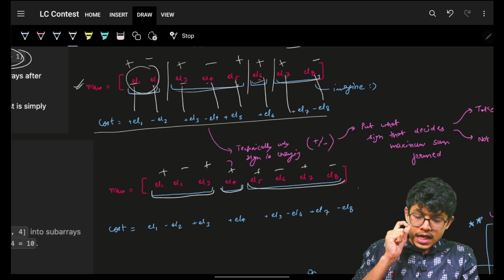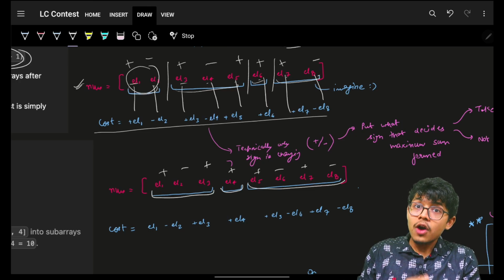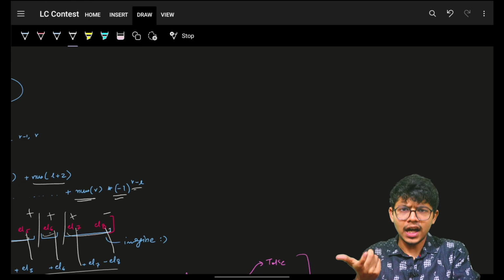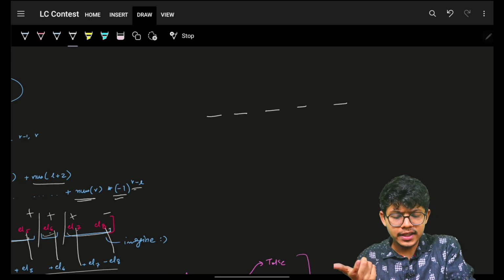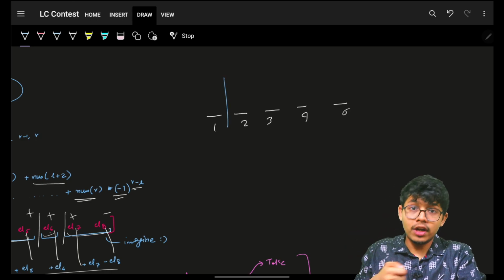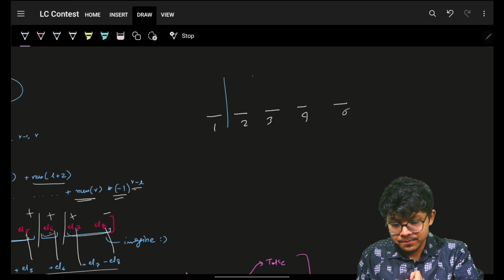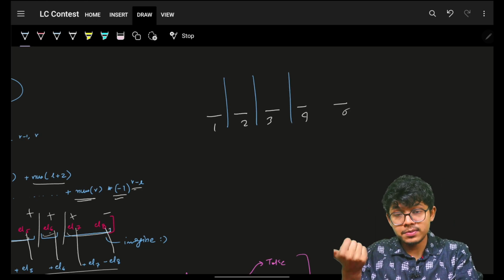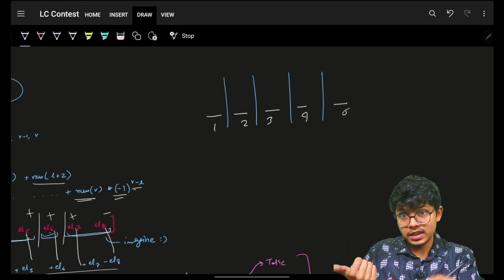Cool. Now, if I ask you how many such possible splits could have been there, you would have simply argued and told me, Aryan, I have 1, 2, 3, 4, 5, let's say 5 elements I have. So either I can place my split here or I will not. I can place my split here or I will not place my split here. Place my split here or I will not place my split here. Place my split here, I will not place my split here.